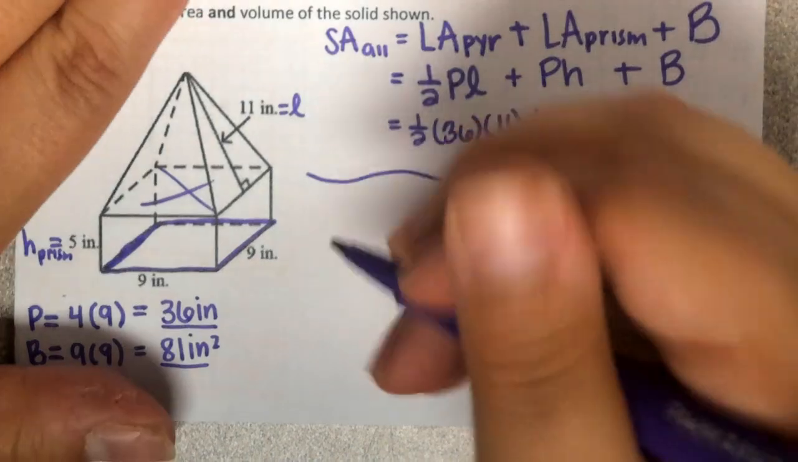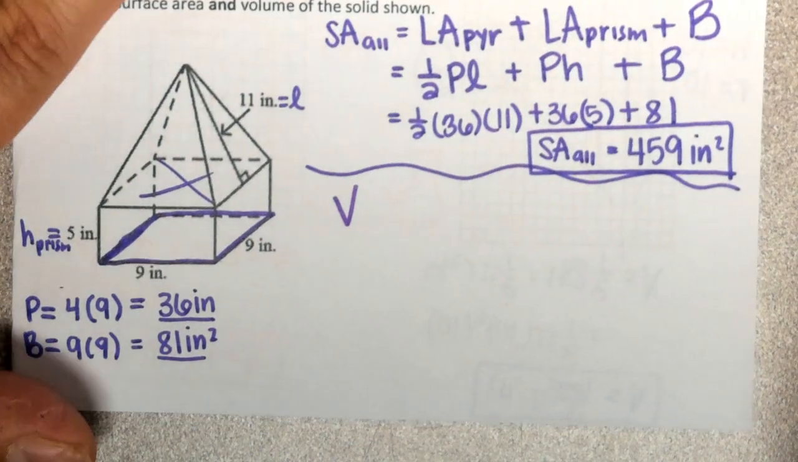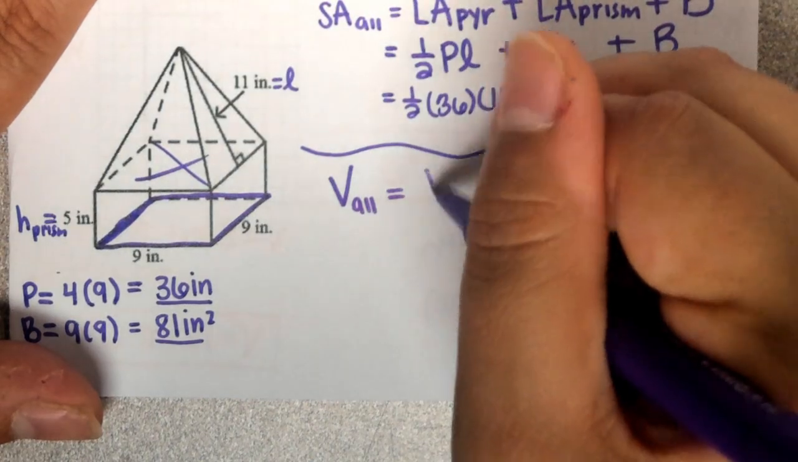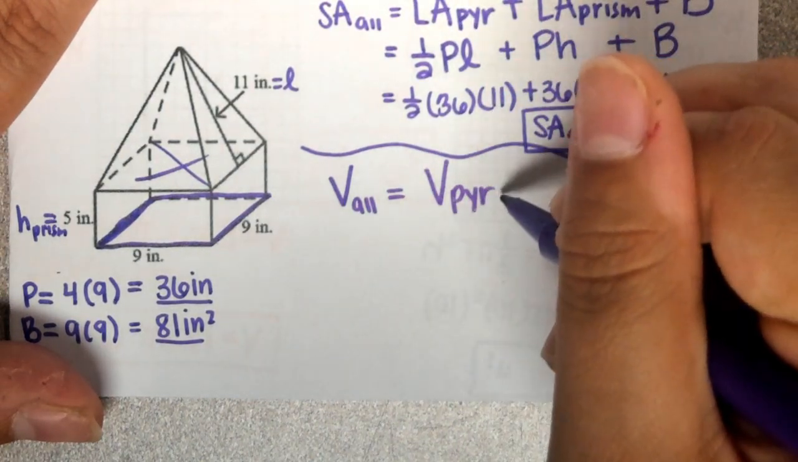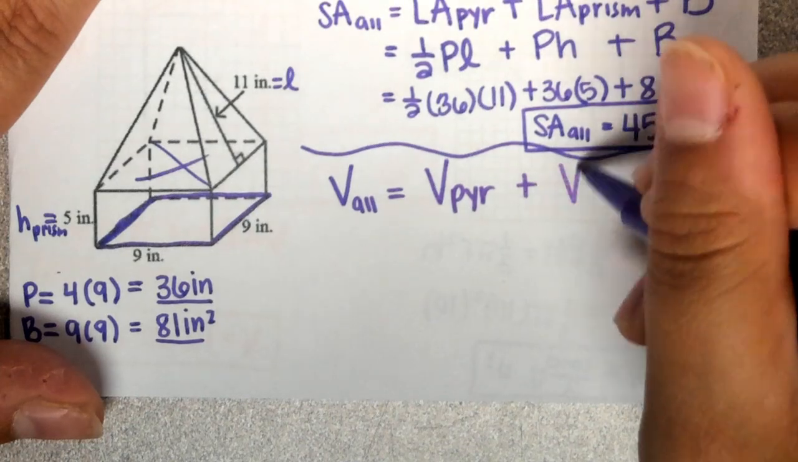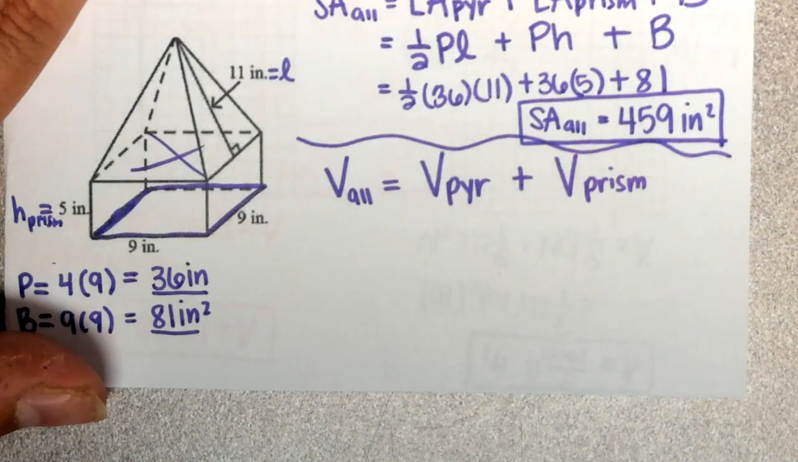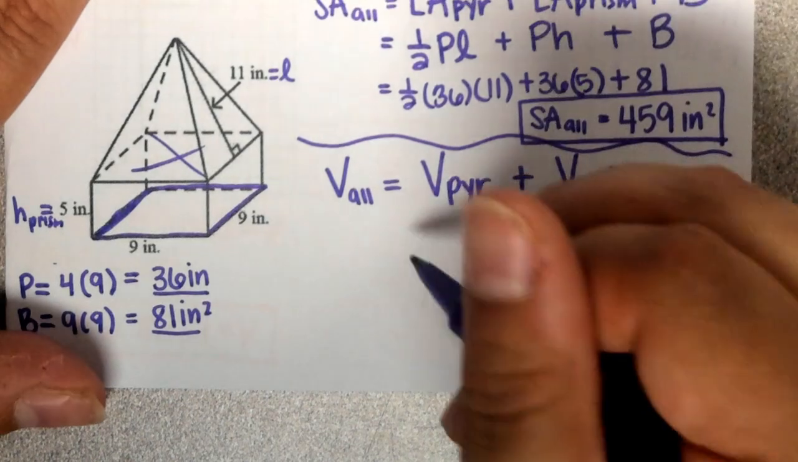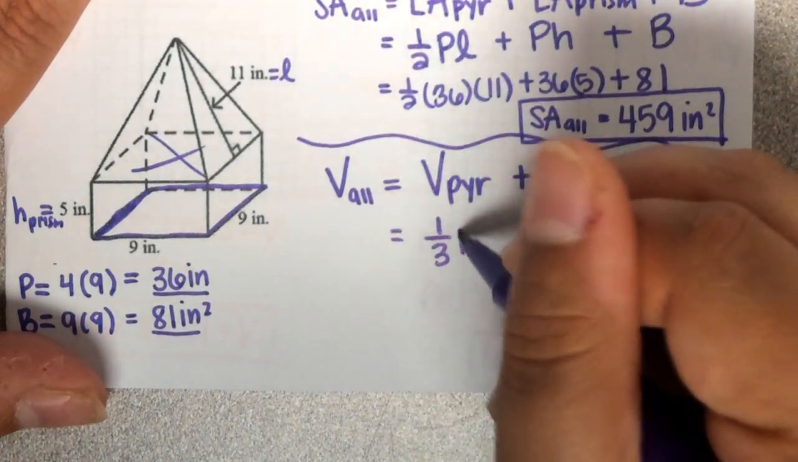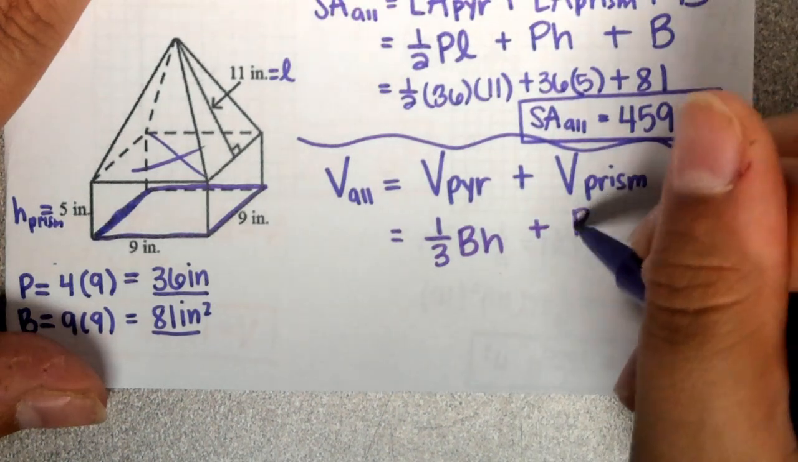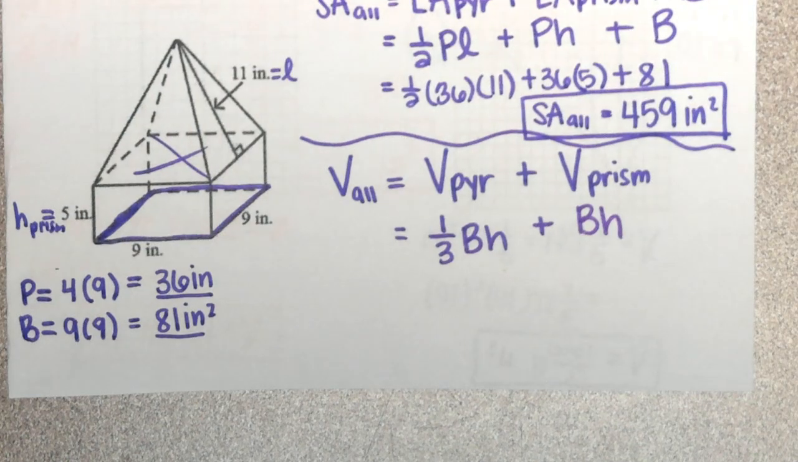Okay, good question. All right, last thing we're doing, volume. How do I find volume here? The volume of all of this, what am I going to do? Volume of a pyramid plus a prism. Does anybody remember the formula for volume of a pyramid? 1/3 BH. What about for a prism? Just BH. That make sense? 1/3 BH, just BH.